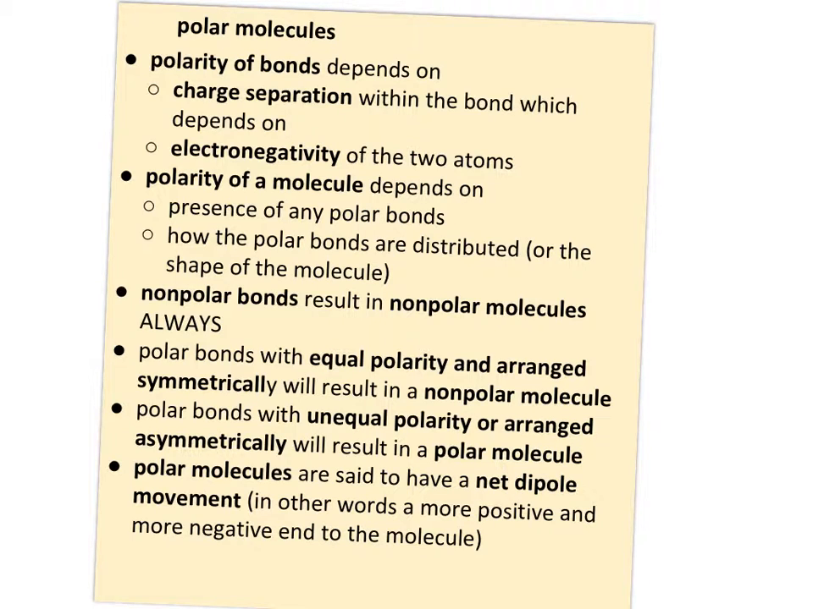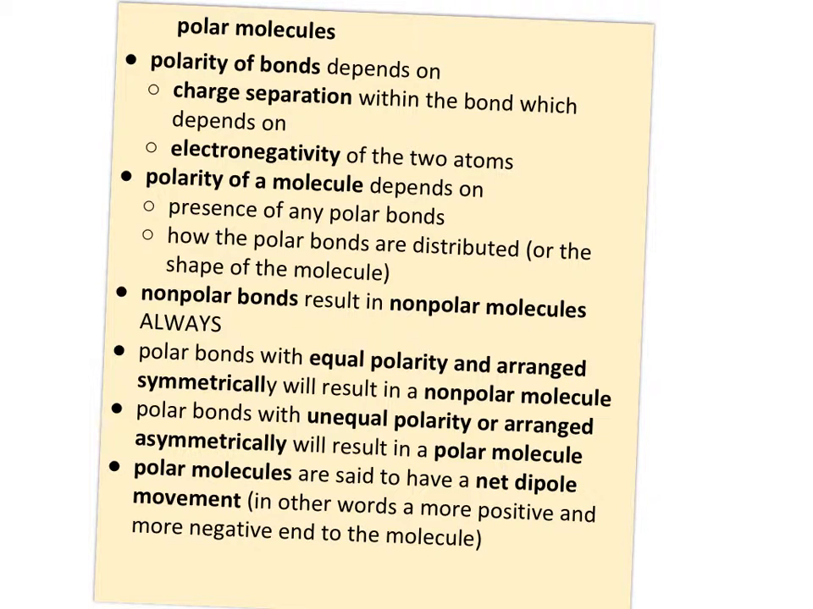Polar bonds, though, don't always result in a polar molecule. If they have equal polarity, so it's between like atoms, and if these like atoms are arranged symmetrically around the molecule, you will get a nonpolar molecule. This would be the case with a linear molecule, a trigonal planar, or a tetrahedral molecule. Even with polar bonds, if we have equally polar bonds arranged symmetrically around that molecule, the molecule is still nonpolar.